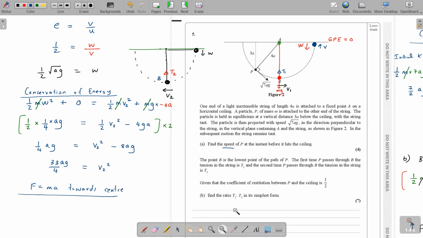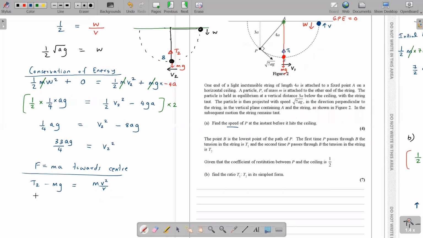So what are the forces we have towards the center? Here also, don't forget we have the mg weight. So what are the forces towards the center? T2 minus mg equals mv squared over r. So input the values. Tension 2 minus mg. mv2 squared over r, where r is 4a, right?